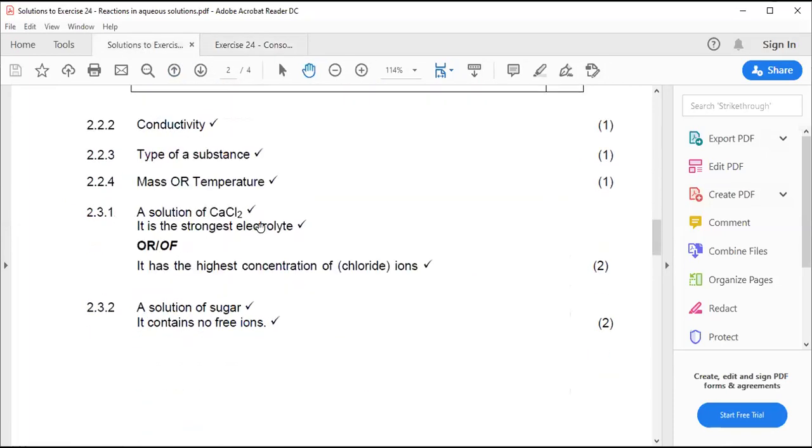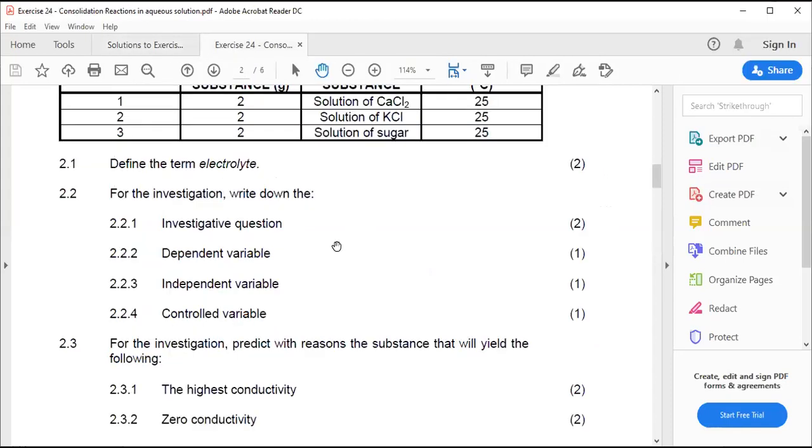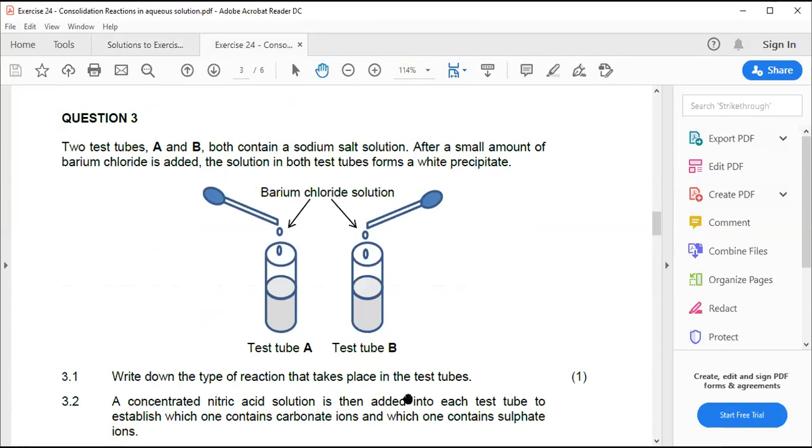Right. So a solution of calcium chloride is the strongest electrolyte. It has the highest concentration of chloride ions. So you can state either one of those 2 reasons. Then the one that is not a conductor becomes your sugar because it contains no free ions. Clear? So this is how you should have answered question number 2. That's easy. Right, we move on to the next one. Question number 3.